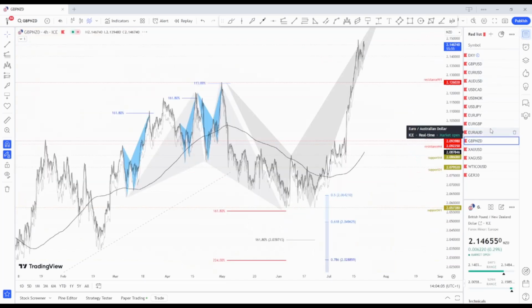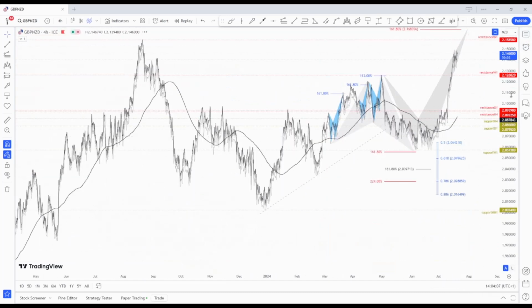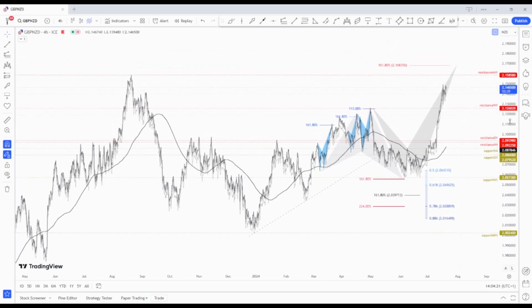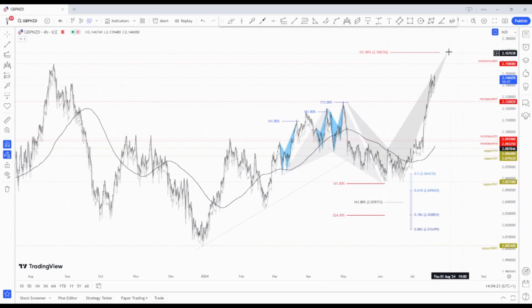Now we have also the pound versus the New Zealand. Very similar situation here, but I'm already expecting a push to the golden Fibonacci extension level 2.1683. I will expect a violation of this previous and major fractal resistance level. Once that happens, that will put the price very close to the formation of this pattern.